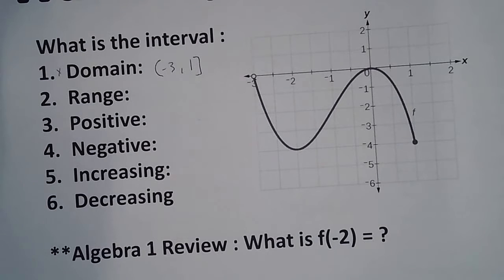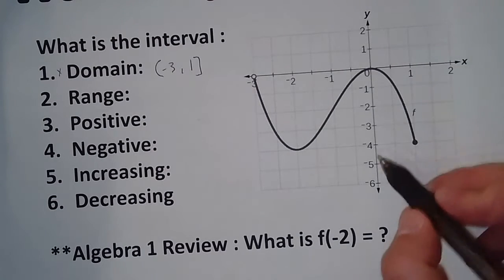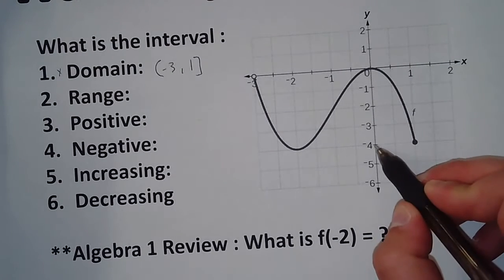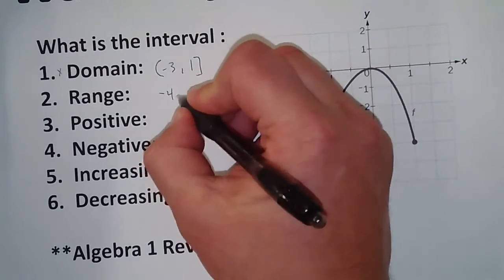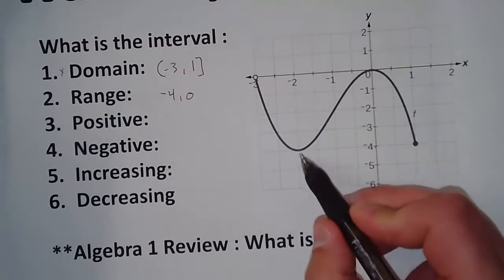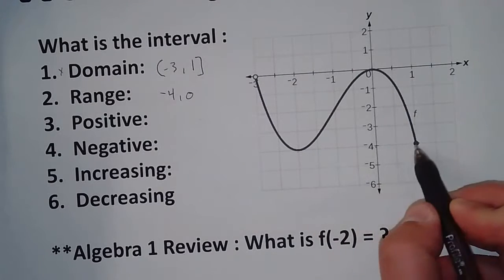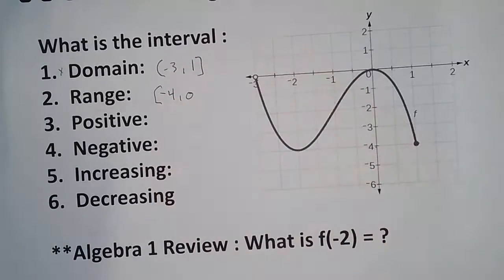Range, same exact concept, except range is up and down. So how high and how low. So start with how low. The lowest point this graph ever reaches is -4, and the highest point it reaches is 0. So we're going to go -4 to 0. The -4 point is included. It's actually included twice, so that's definitely a bracket.